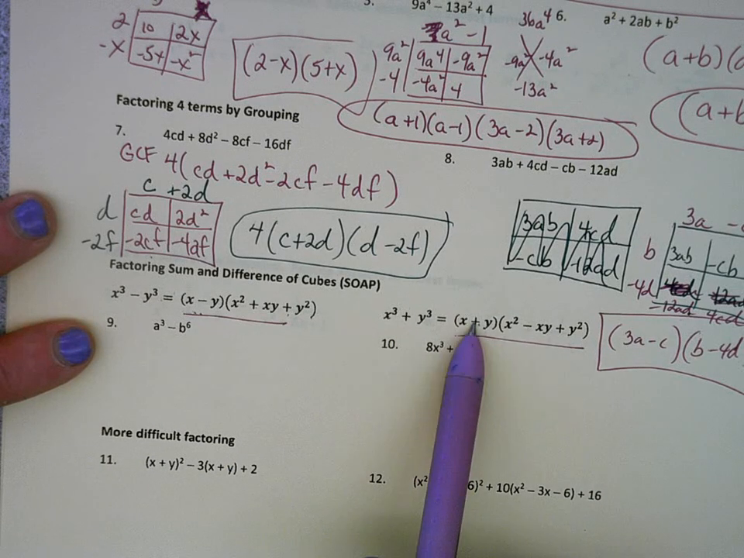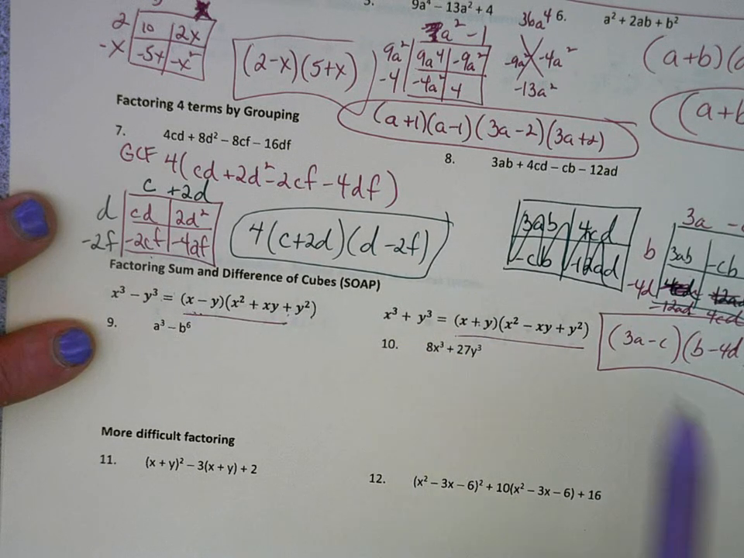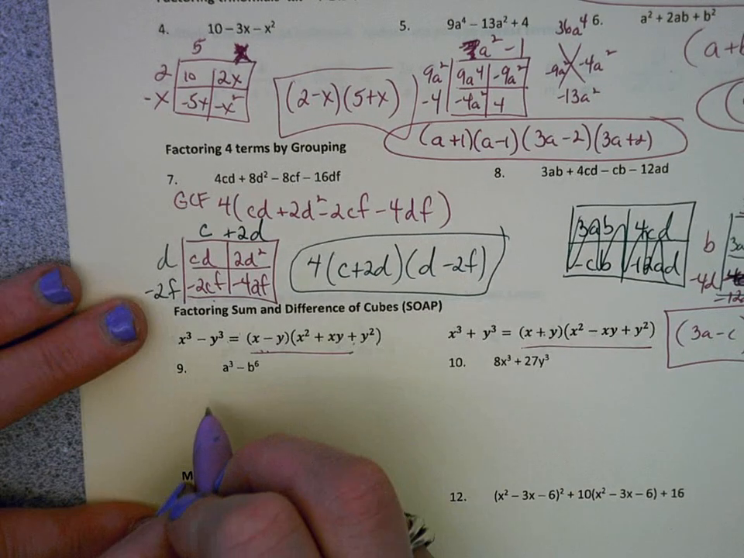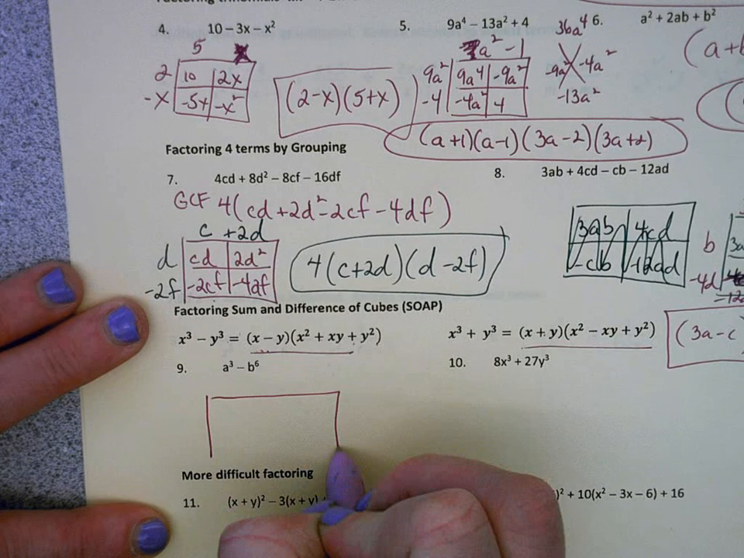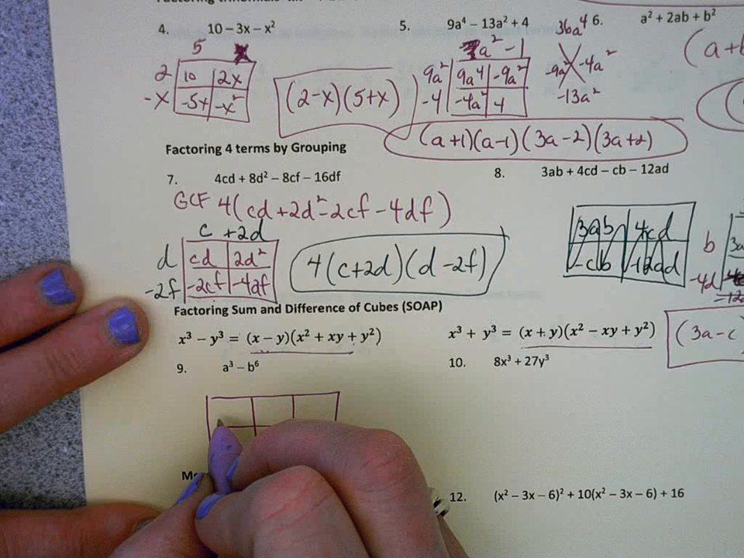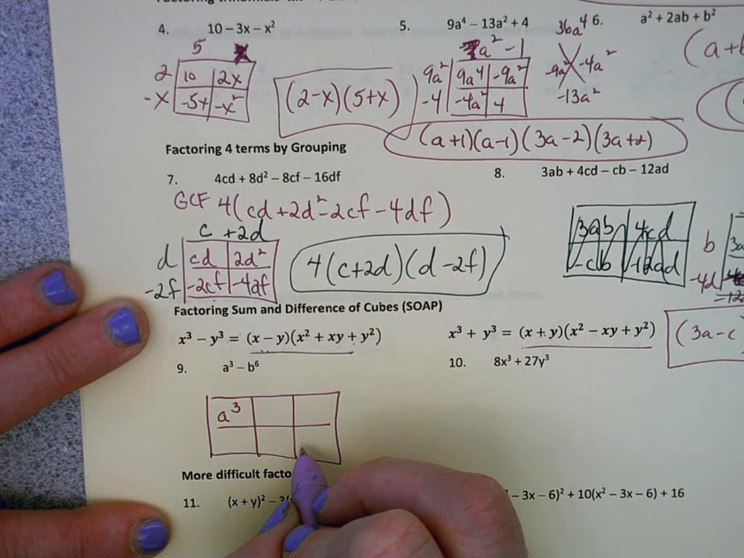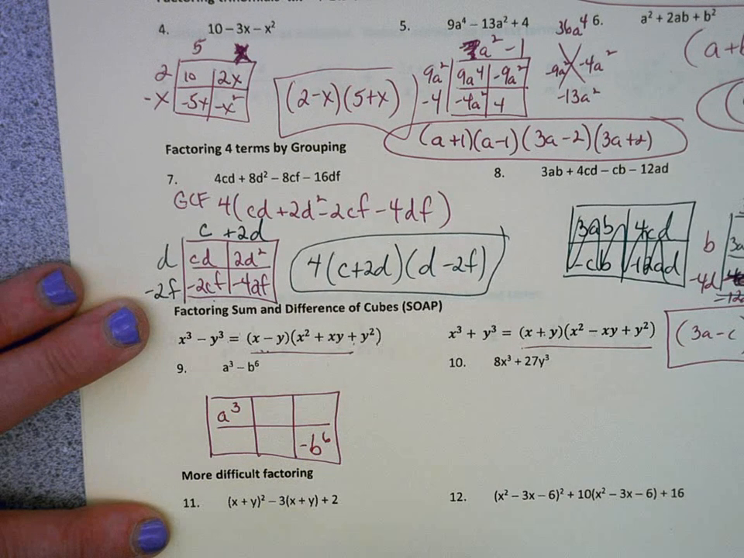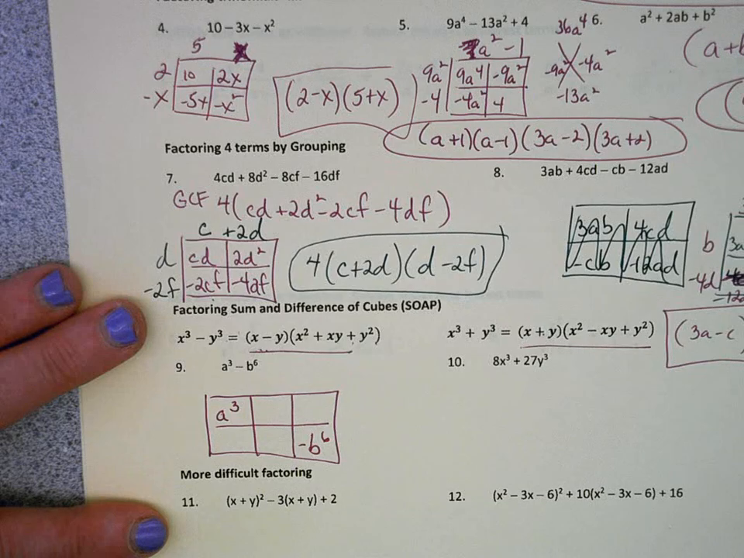Same as the problem, opposite of the problem, always positive. So you can also do it by area model. I'll show you an area model really quick. You have choices. You're going to put the largest term here and the last term there, or first term there, last term here. You take the cube root of each one.